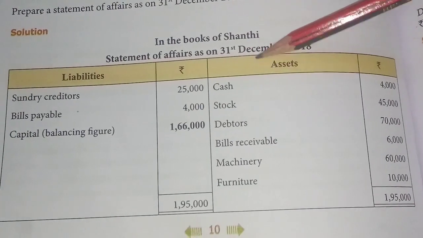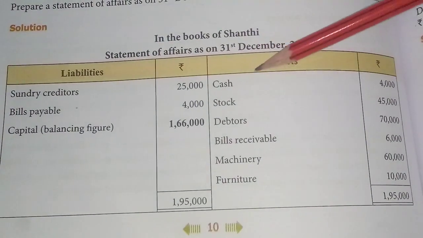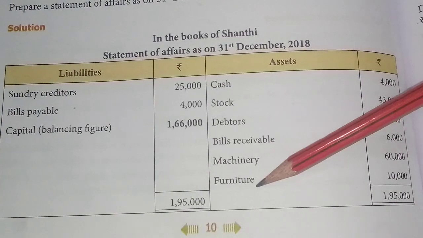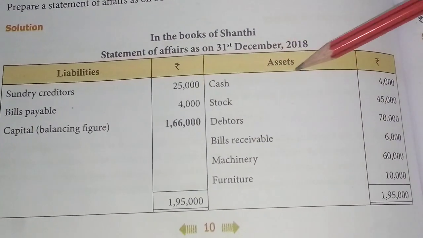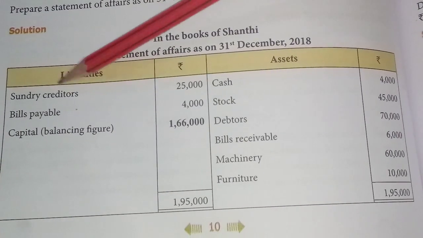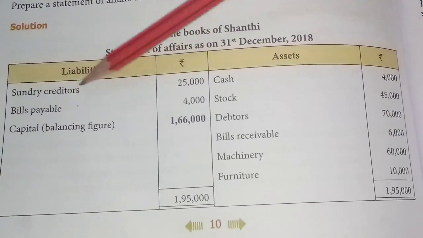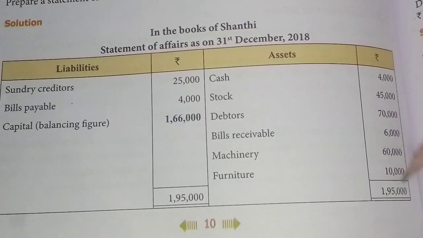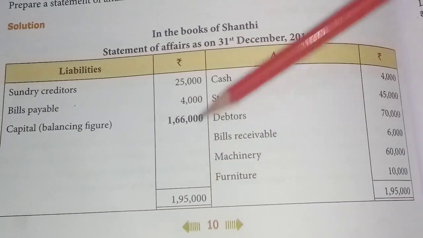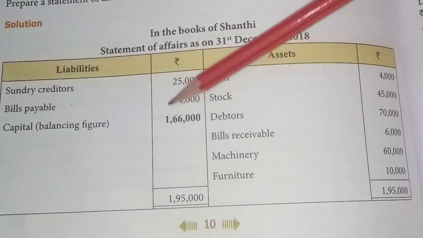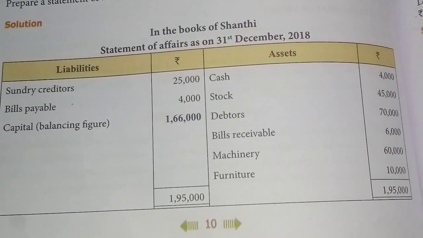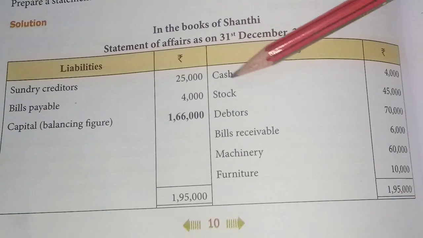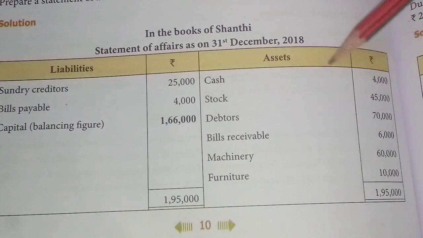Then, first we have to write current assets: cash, stock, debtors, bills receivable, machinery and furniture. All these are assets, and you have to enter them on the asset side. We know the liabilities: sundry creditors and bills payable. Then we have to total the asset side first. It is 1,95,000. We write that amount here and find out the difference. We will get this amount. That is the illustration. The same type of illustration is given in the exercise also. We can do that one.